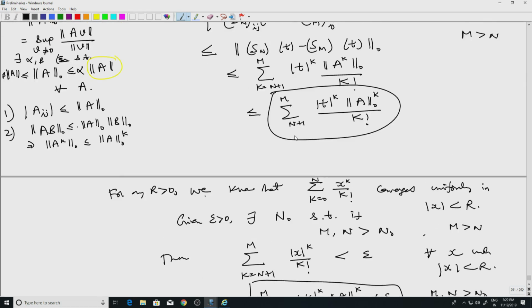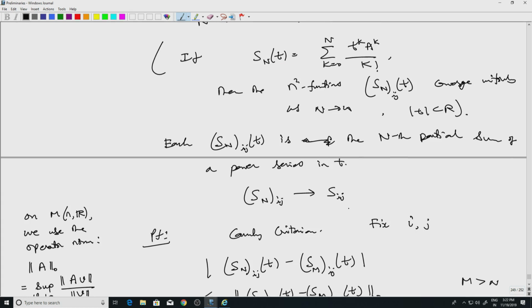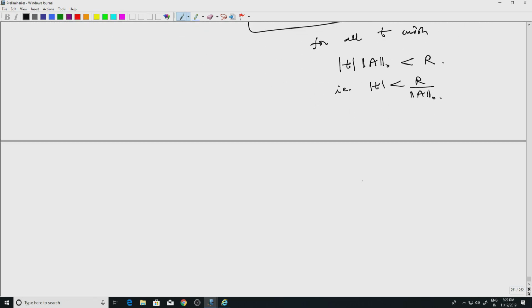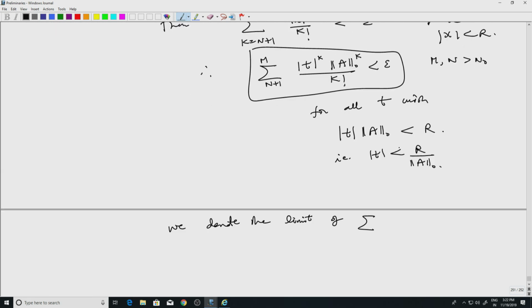So as I said, the point about proving uniform convergence is that each entry Sn ij will converge to Sij, which is infinitely differentiable, and moreover the derivatives of Sn ij will converge to the derivatives of Sij. Since all the entries converge, the matrix itself will converge, and we denote the limit by e to the power ta.